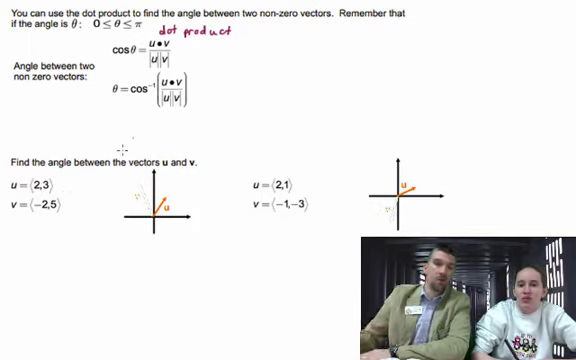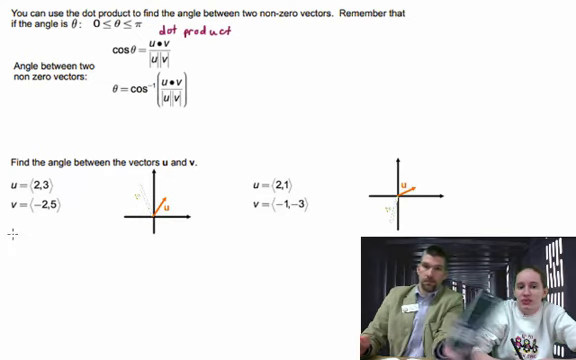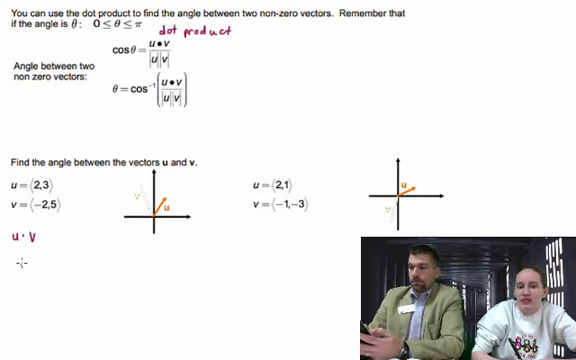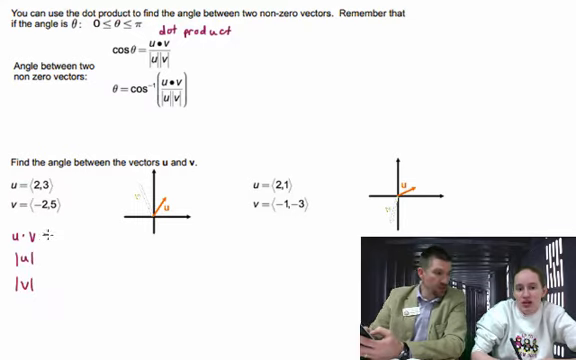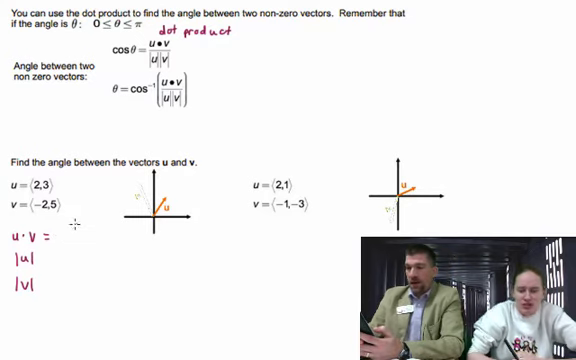So what we need to do is basically 3 things. We need to find u dot v. We need to find the magnitude of u. And we need to find the magnitude of v. If you can get on those 3, I'll just punch what you find into my calculator.